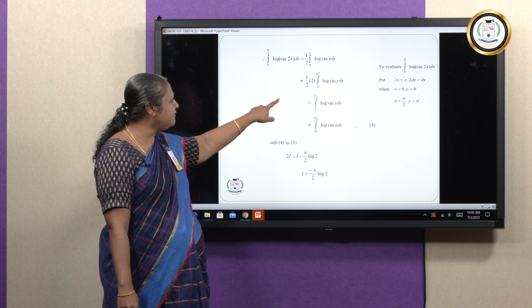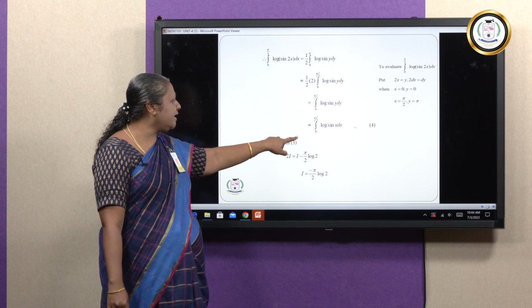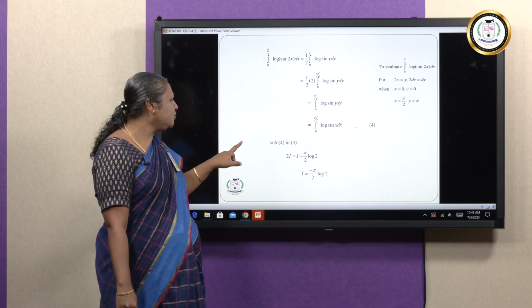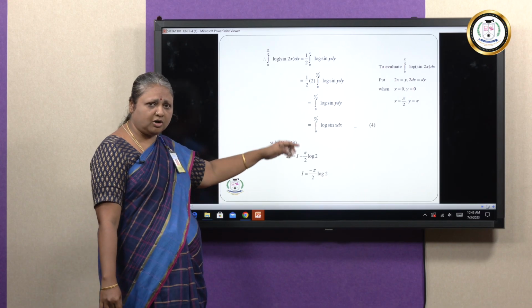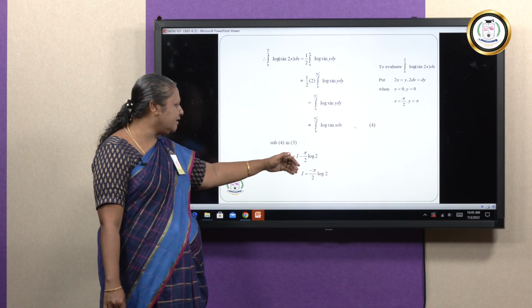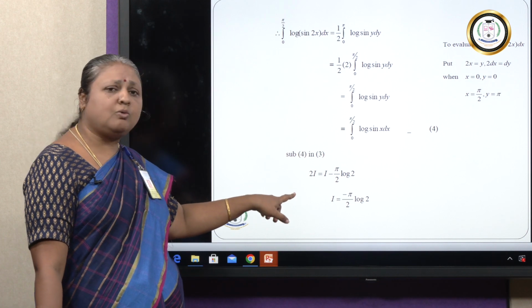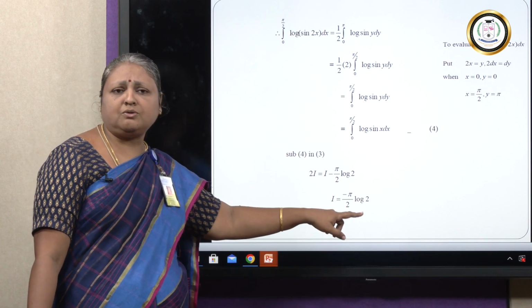So let us impose everything here so that we are able to get this solution: integral 0 to pi by 2 log sin x dx for the evaluation of integral 0 to pi by 2 log sin 2x dx. Mark it as 4. Now you substitute this equation 4, whatever we derived here, in 3. So we are able to have a solution: 2y is equal to I minus pi by 2 log 2.